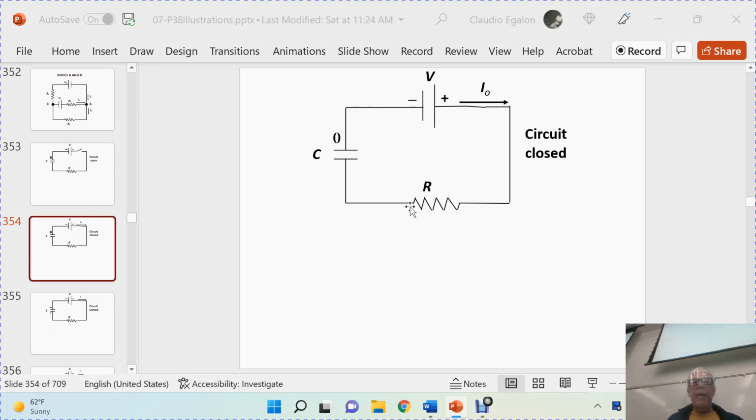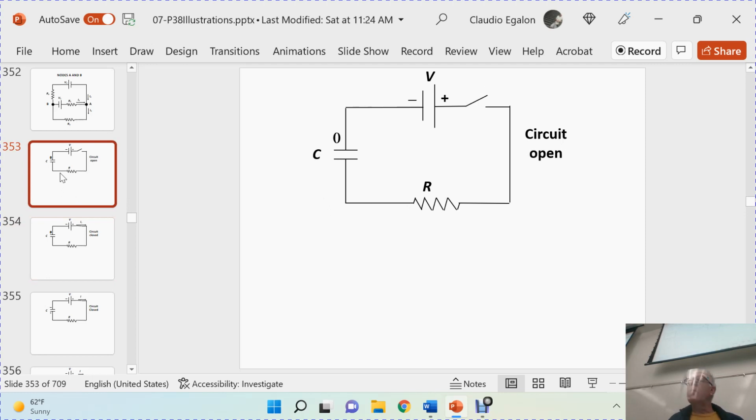So we are finishing chapter 28, and we are closing chapter 28 by studying the circuit of a capacitor and resistor. We connect a power supply to a resistor and a capacitor, and we put a switch in the circuit. Right now the switch is open. Because the switch is open, no current flows through the circuit. When we close the circuit, we have current flowing immediately through it.